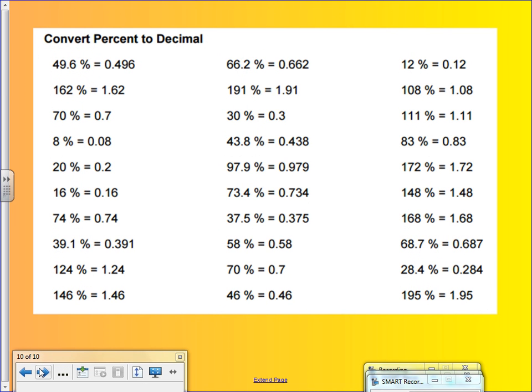And here are the answers to the problem. So I hope that you did practice a few, and I hope that all of this makes sense to you. If it does not, please just rewind the video and re-watch that part that you didn't understand, and then go back to these practice problems.